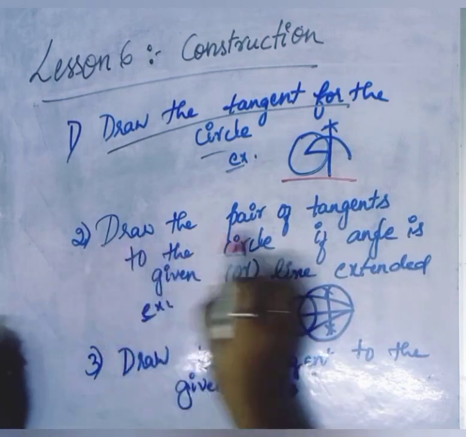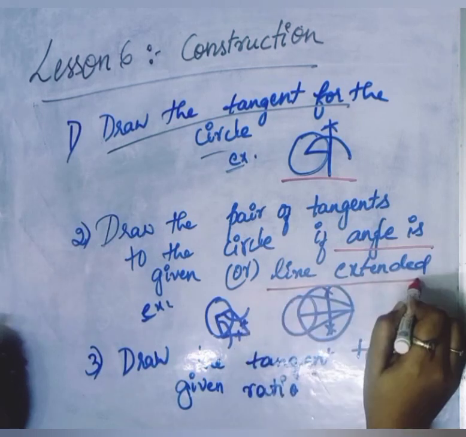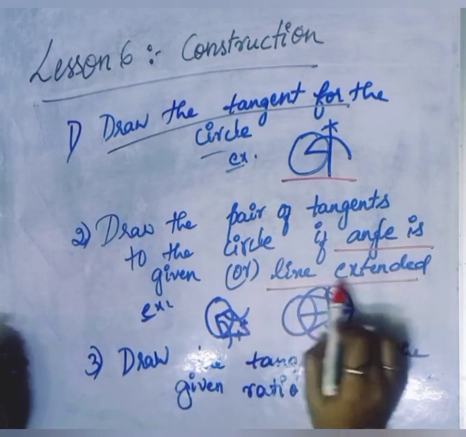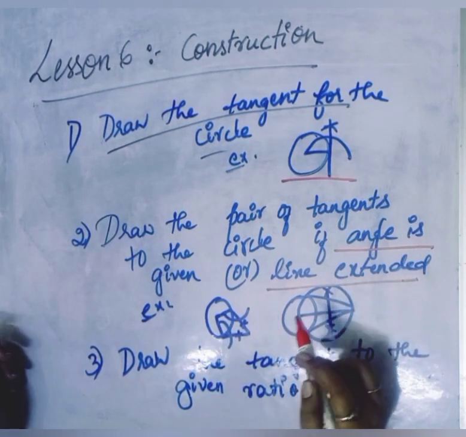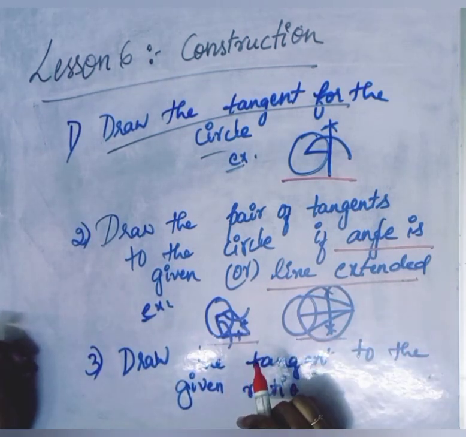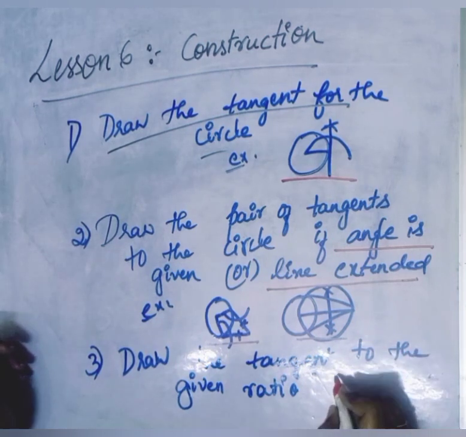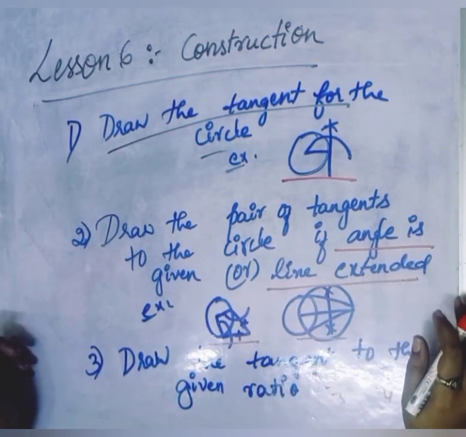Next one, draw the tangent for the circle if the angle is given, otherwise a line extended. Most of the time they will give 7 cm away, 5 cm away, like that. Otherwise, if the angle is given, for example 70 degrees or 60 degrees, like those angles will be given. They may give the question like that type. And next one, draw the tangent to the given ratio. It may be 4/3, otherwise 3/4. Like that, a concept-based question will definitely come.